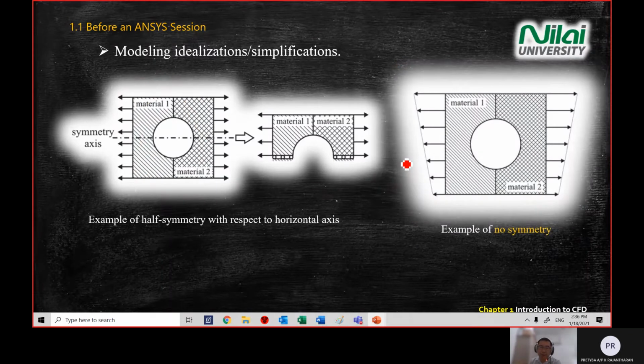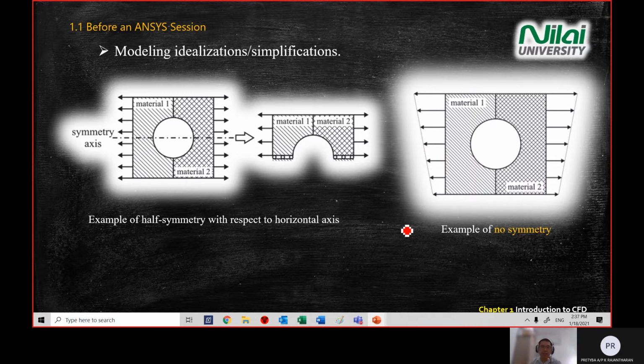And if you do not have a symmetric case, then you need to simulate the whole system, or the whole model. For example, this is an example where you have a square plate which consists of two materials, and the loading is not well distributed. So you cannot simplify further, you have to simulate the whole model.